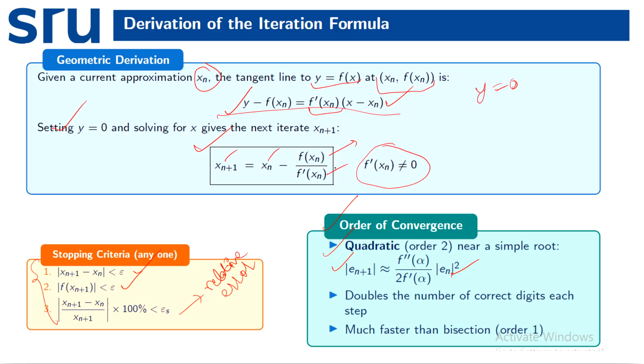What does this mean actually? The error gets squared at each step. So if the error is small, it becomes much smaller very quickly. That is the point here. In simple words, the number of correct digits roughly doubles at each iteration. This is why Newton-Raphson method is much faster than methods like bisection method, which has only linear convergence, order 1.